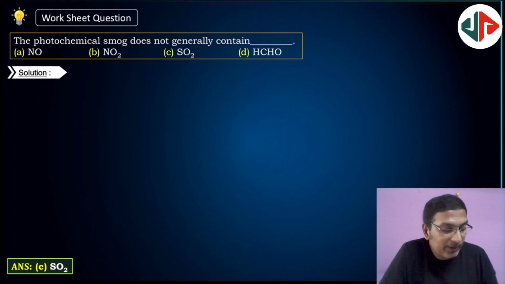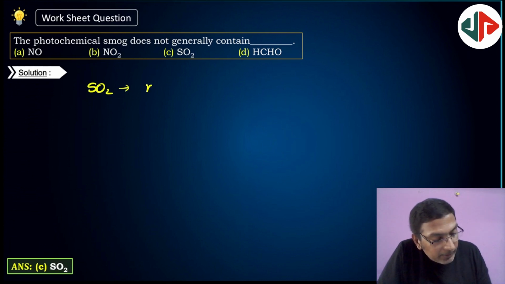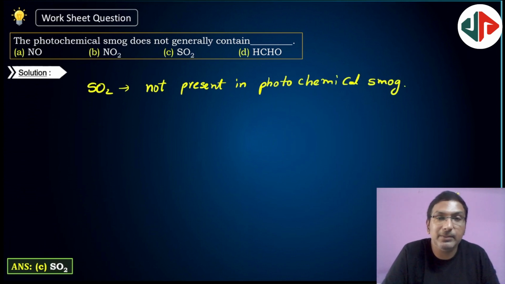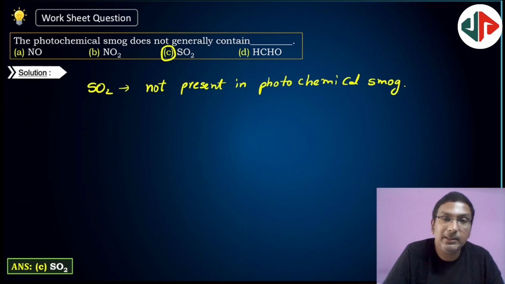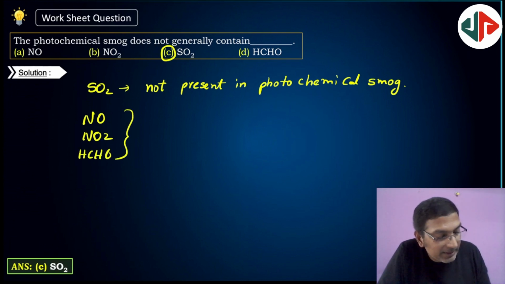The photochemical smog does not generally contain simple SO2. SO2 is not present in photochemical smog. It is the component of chemical smog, that means classical smog. Therefore, option C. Nitrogen oxides and formaldehyde are components of photochemical smog. So NO, NO2 and formaldehyde are components of photochemical smog.